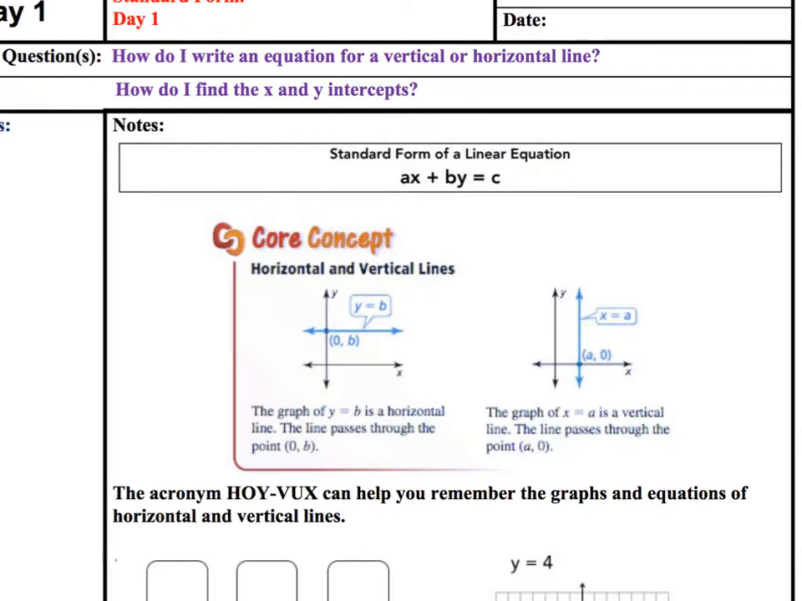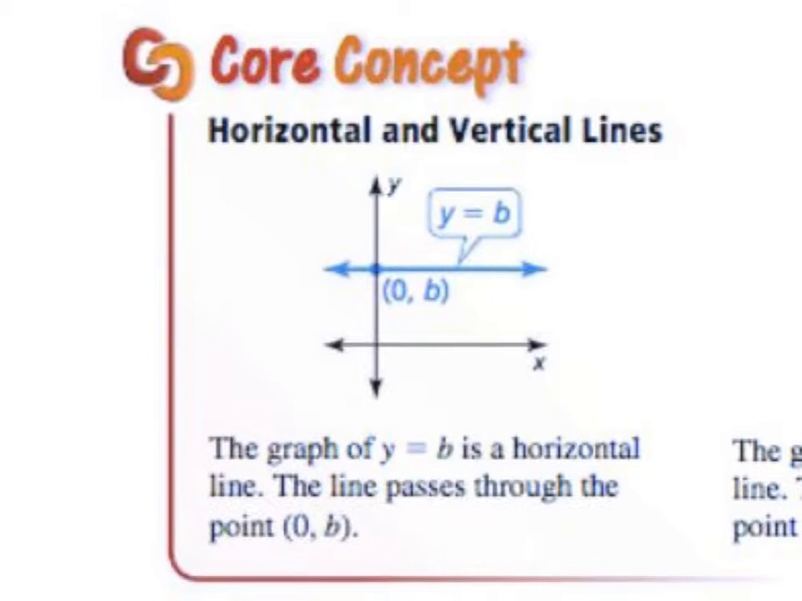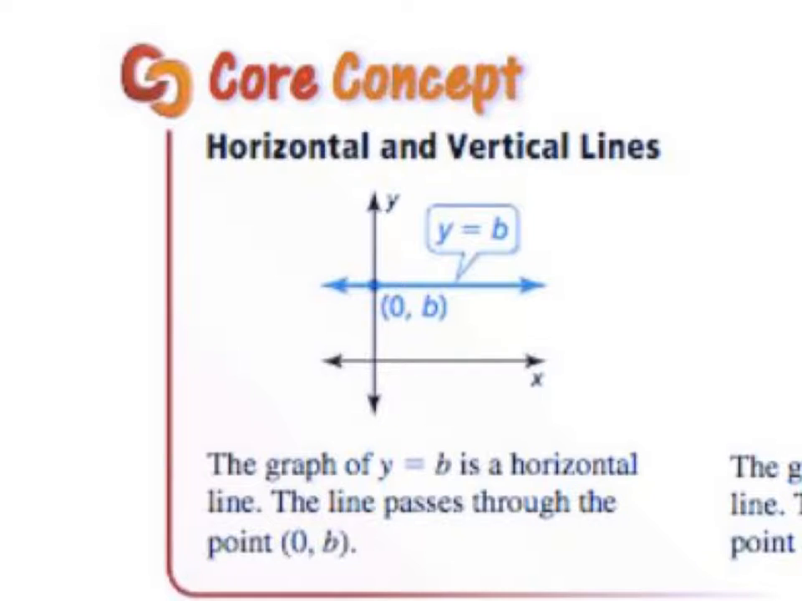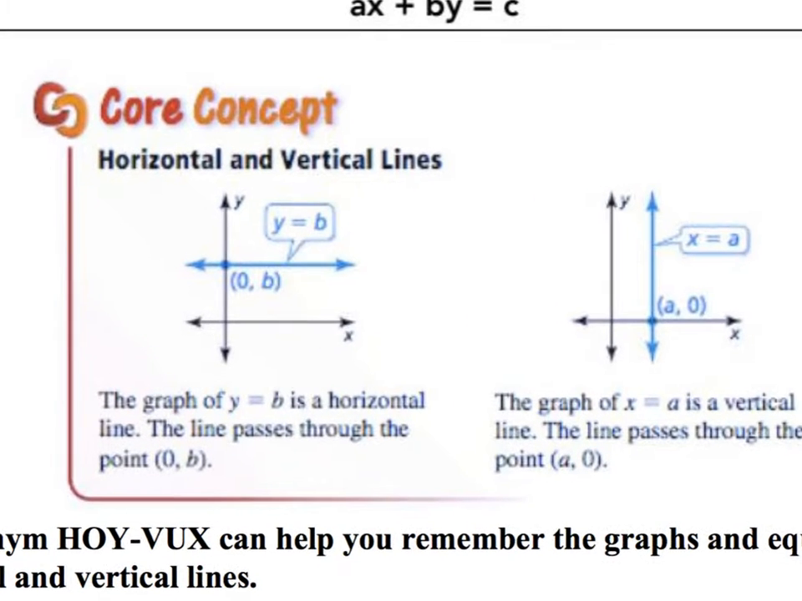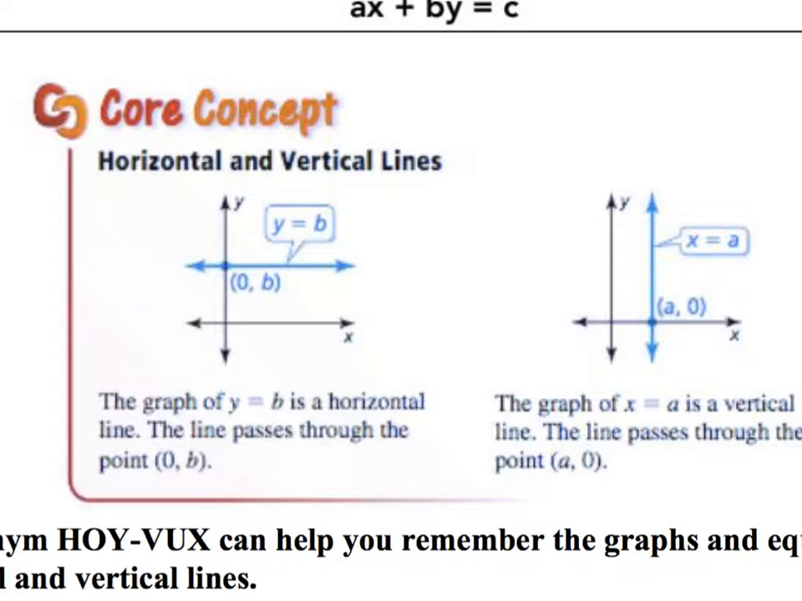By equals c, the numbers in front of x and y and the number that it's equal to means nothing to you. Let's talk about horizontal and vertical lines. If it's y equals a number, then it's going to be a horizontal line. If it's x equals a number, it's going to be a vertical line, because if it's y equals, then it's crossing the y-axis. So this is cutting through the y-axis.